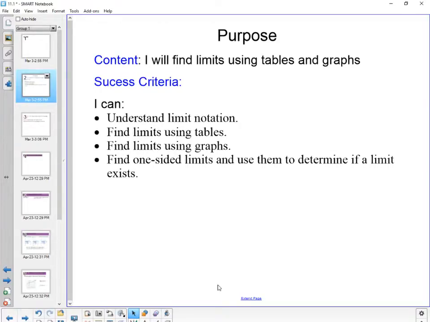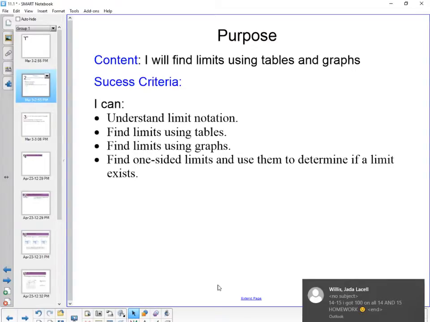Again, today we're going to be finding limits. Of course, I'll explain to you what a limit is. And then Hank here is going to be my TA, to make fun of him. So we're going to take a look at tables, and we're going to do it with graphs as well.